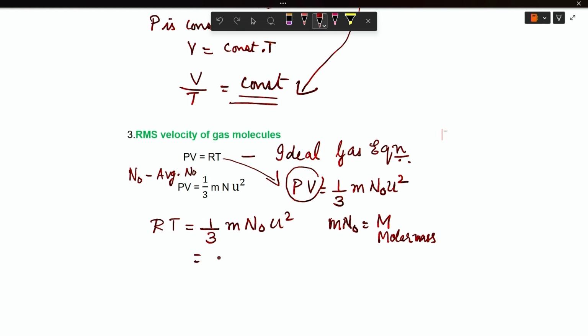Now, the equation takes the form 1 by 3, oh sorry, I am going to substitute that. I will get this as capital M u square. So, this is the molar mass. Now, I want the RMS velocity, that is the root of the mean of the square of velocity, that is known as u square. This is the RMS velocity. So, I have to give the expression in terms of u square equals.